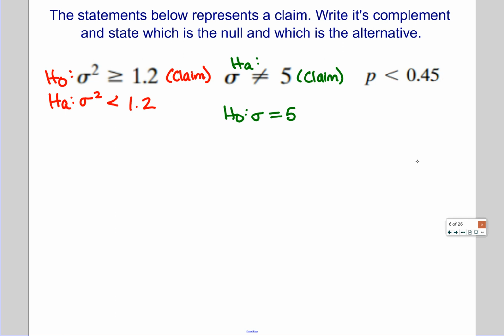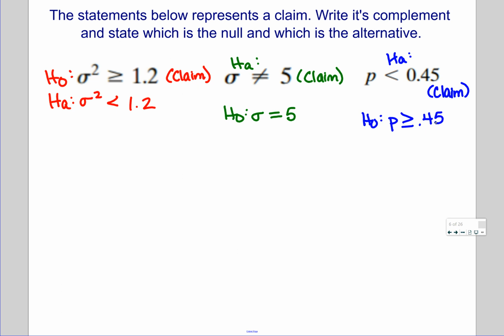Is this claim the null or the alternative? This is the alternative again, because it's not equal to. So the null hypothesis is that our population proportion is what? What's the complement of being less than 0.45? Points the other way? And equal to? Greater than or equal to 0.45.